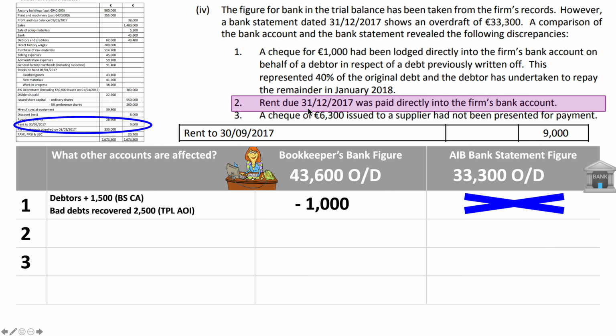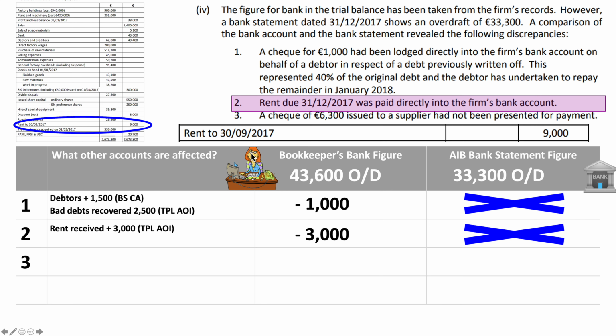Okay, so any rent due by the end of the year paid directly into the firm's bank account, that is €3,000 there. AIB knew that because it was paid directly into them, but the bookkeeper needs to adjust that now. That's going to reduce their overdraft figure by 3,000, and then we're going to have to record the rent received 3,000. So rent received, add 3,000, and that is going to go into the TPL in add operating income.